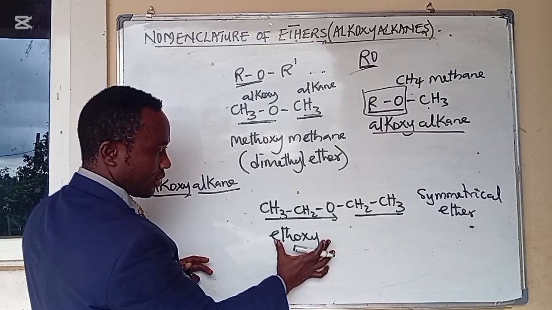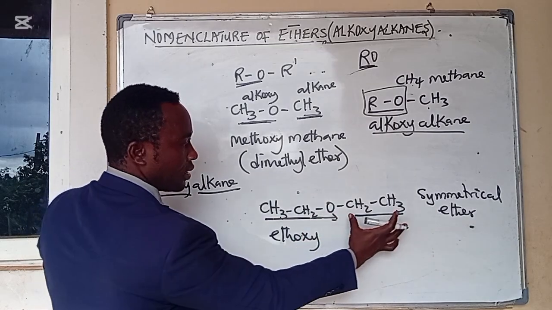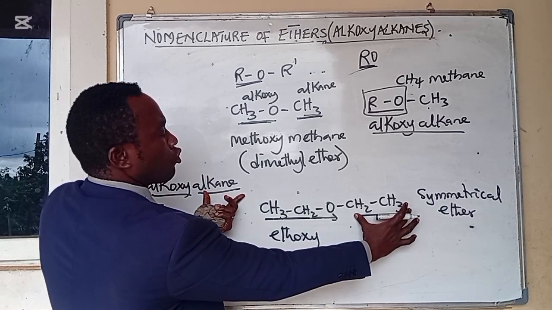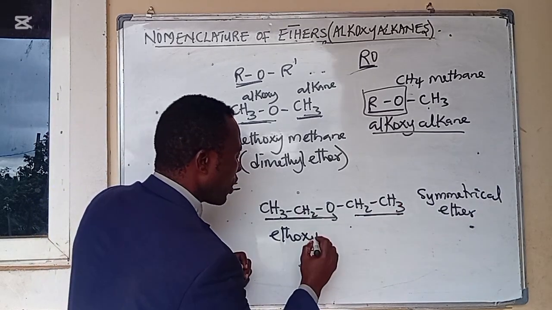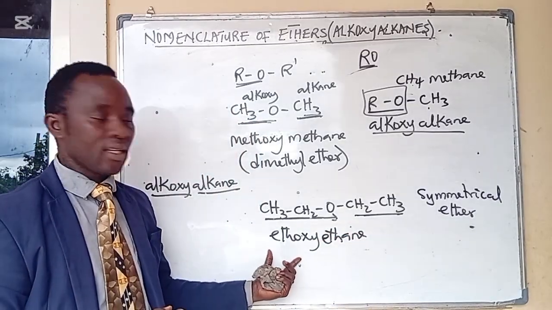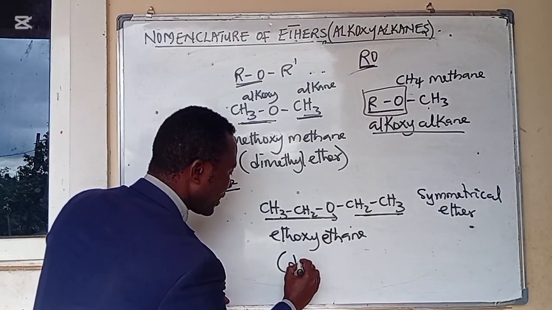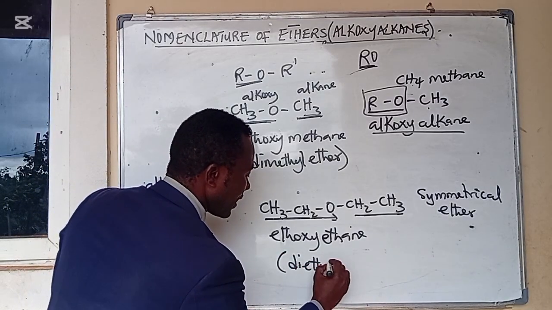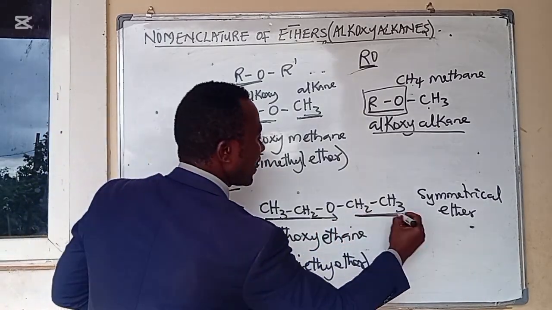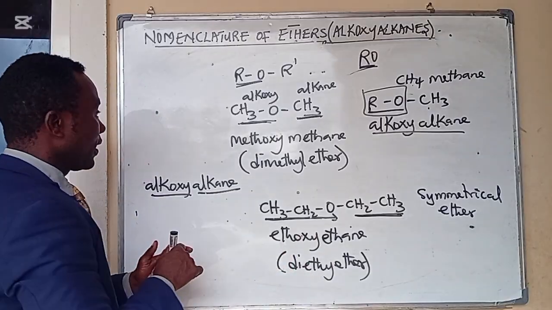Okay, ethoxy. That is from the word ethane, then oxygen, oxy. Then before we name the alkane part, the alkane having 2 carbon atoms will be what? Ethane. So that is ethoxy ethane. Remember, this can also be called diethyl ether. Why is it diethyl ether? Because here is ethyl, here is also ethyl, 2 ethyls. So that is why diethyl ether.